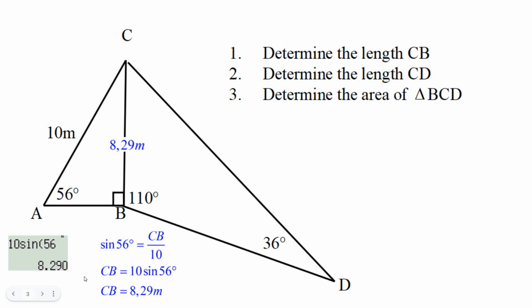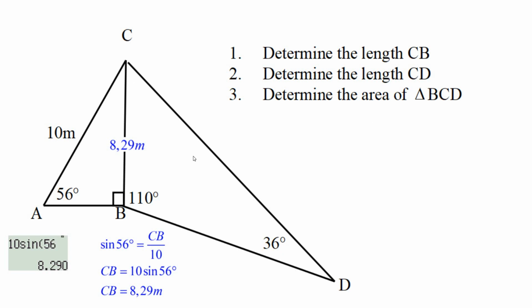Now, you know there's something interesting. If we've just learned the law of sines, you could have done this. 10 over the sine of 90 equals CB over the sine of 56. But the sine of 90 is just 1. So it just would work anyways. You'd have CB over the sine of 56 equals 10 over 1, and you'd end up with the same thing. So the law of sines would work there.